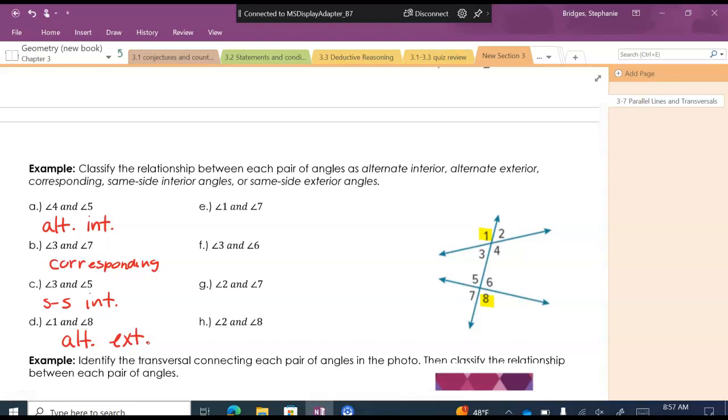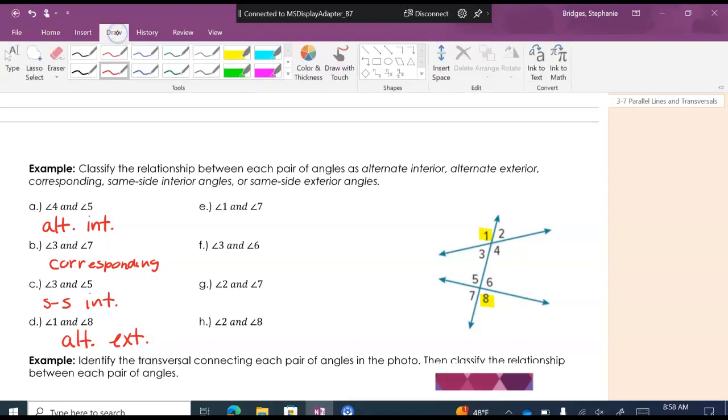If they are both interior, both in between our lines, then it's either same side or alternate, depending on if they're on the same side of the transversal or opposite sides. If they are both on the exterior, then they are going to be either alternate exterior or same side exterior. And if one of them is on the exterior and one of them is on the interior, it is most likely corresponding. So go ahead and, if you haven't already, do E, F, G, and H.